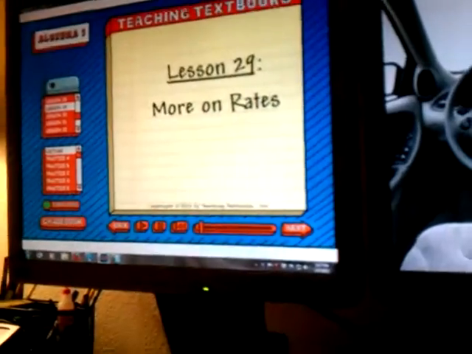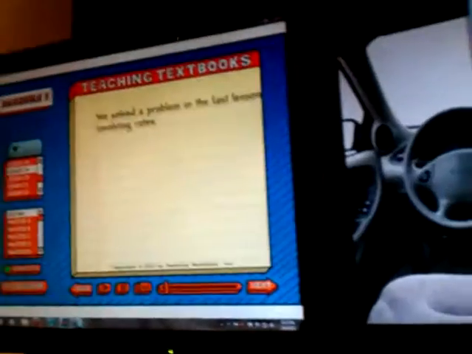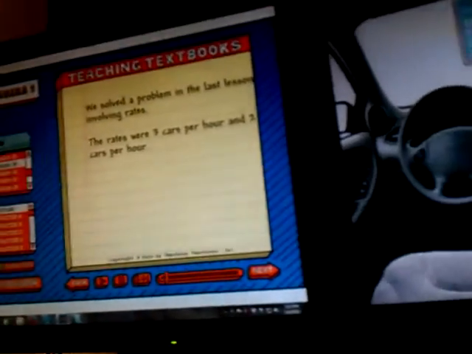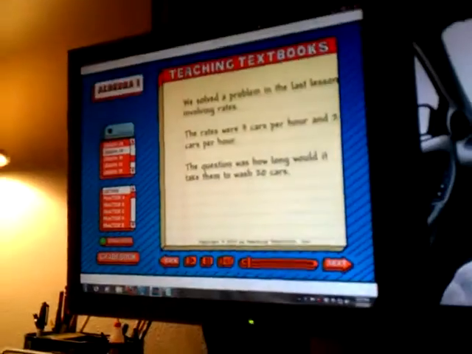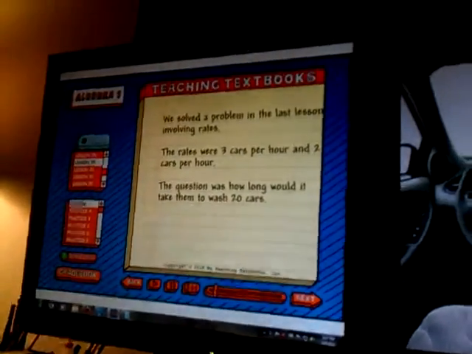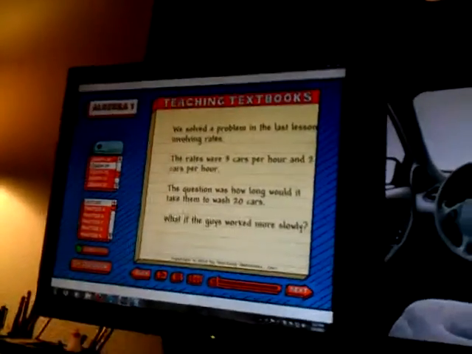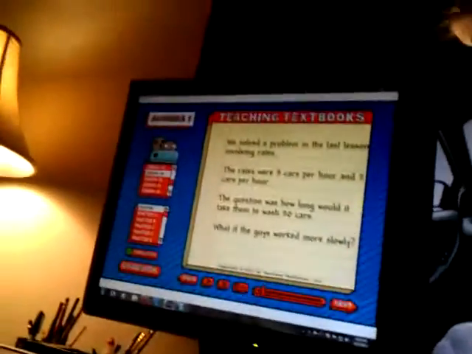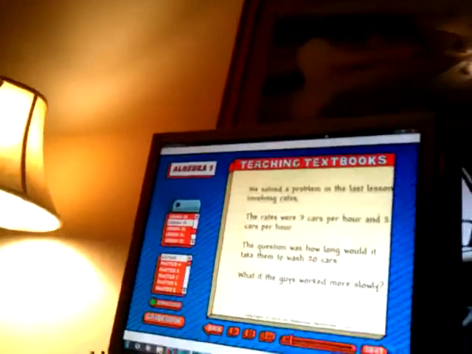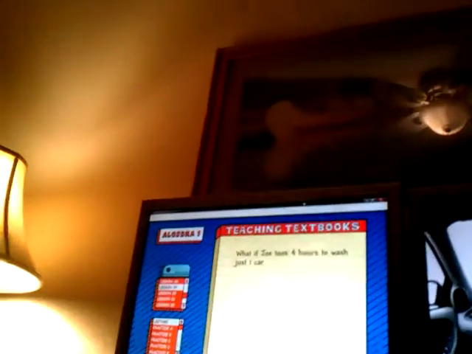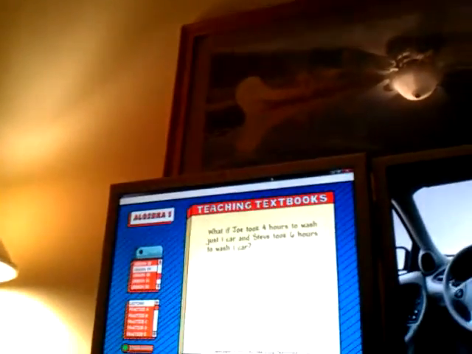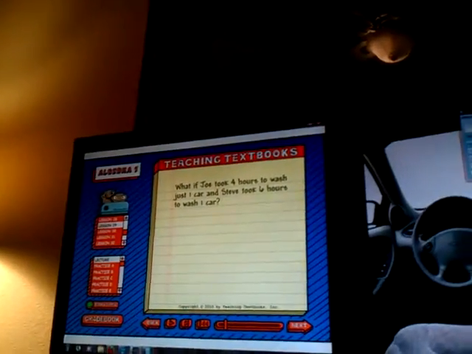We solved the problem in the last lesson involving rates. Remember, Joe could wash 3 cars per hour and Steve could wash 2 cars per hour? And then the question was, how long would it take the guys working together to wash 20 cars? Well, let's look at another version of that problem. The guys work more slowly. Say, for instance, that Joe took 4 hours to wash just 1 car, and Steve took 6 hours to wash 1 car. How long would it take them then to wash 20 cars?